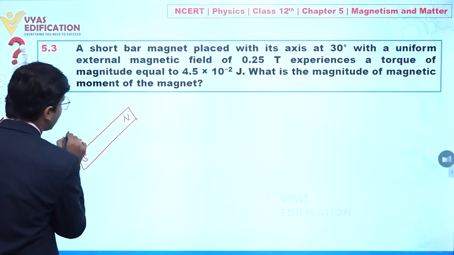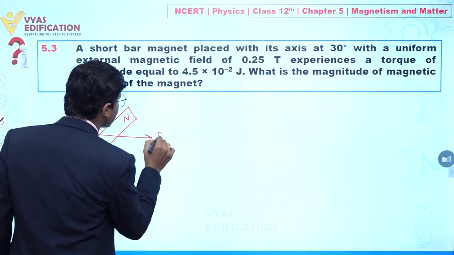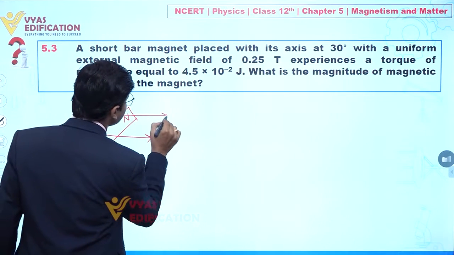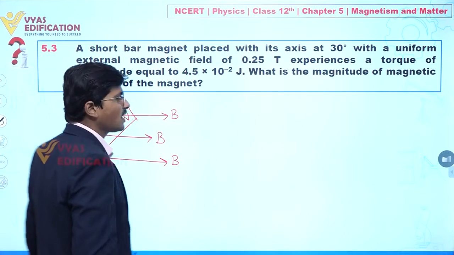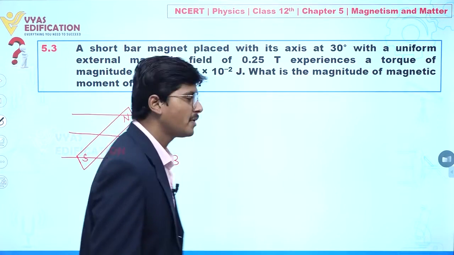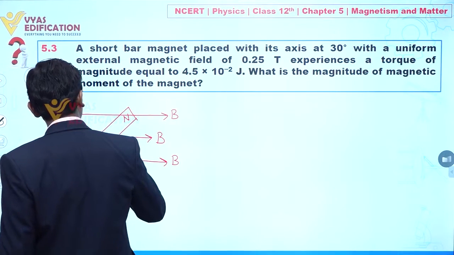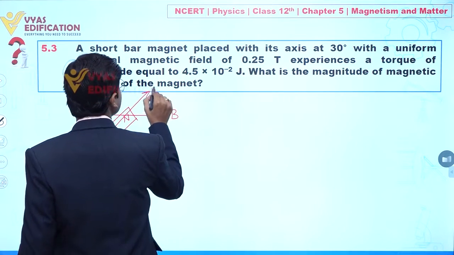We are placing this magnet in a uniform magnetic field. Let's suppose the magnetic field is now in this direction. Let's suppose this is a uniform magnetic field. Now if I talk about the magnetic moment direction, let's suppose this is in this direction, that is small m.